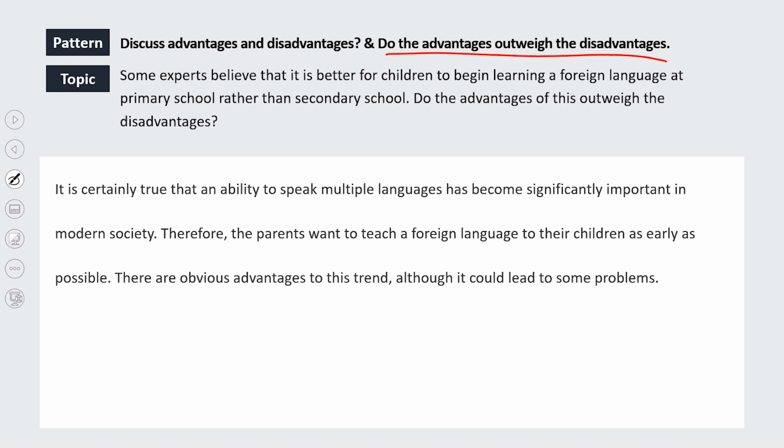So one thing a lot of candidates tend to do with this pattern of question is they say some people think A, some people think B. In conclusion, I agree with A. The advantages outweigh the disadvantages, and then finish. But the key part of this question that a lot of candidates don't answer is why. Why do the advantages outweigh the disadvantages?